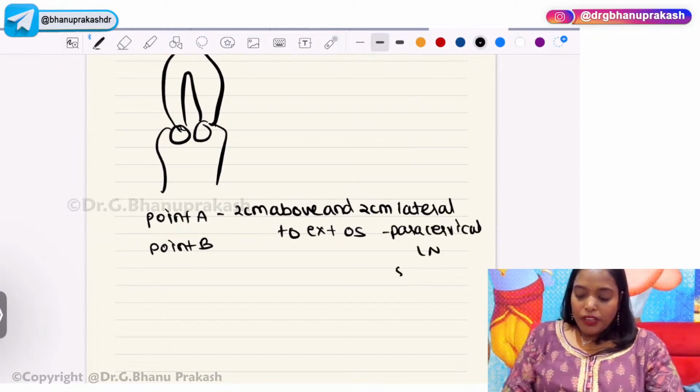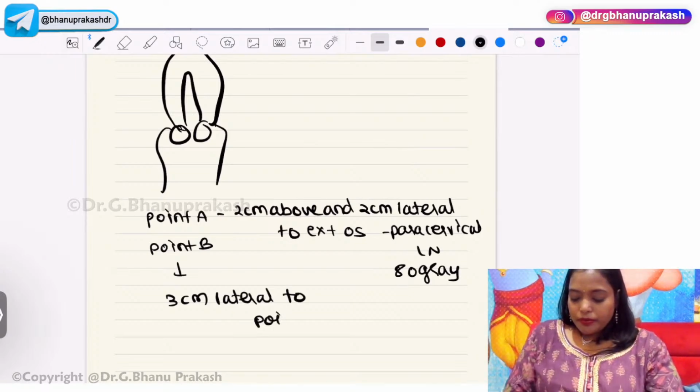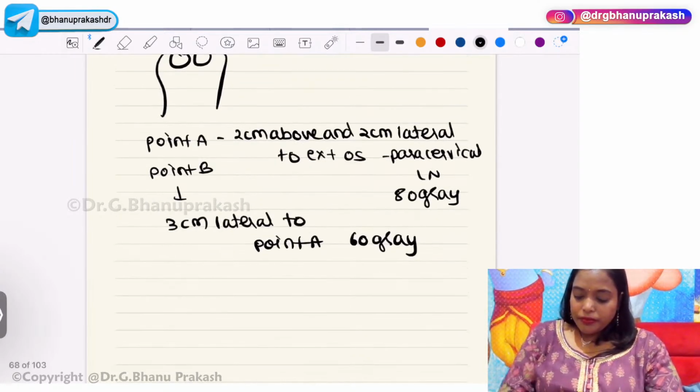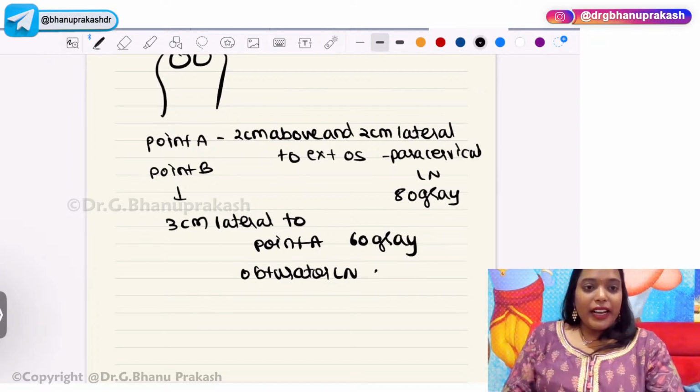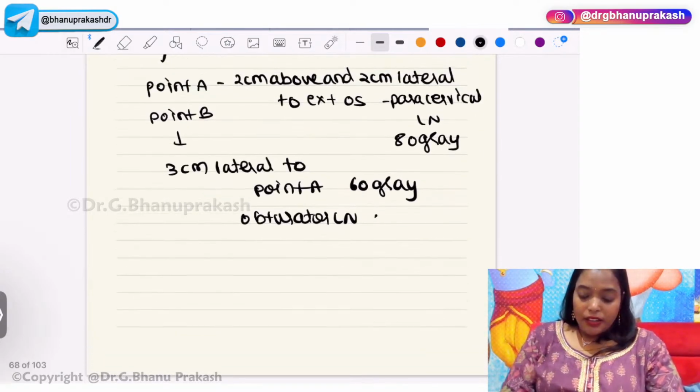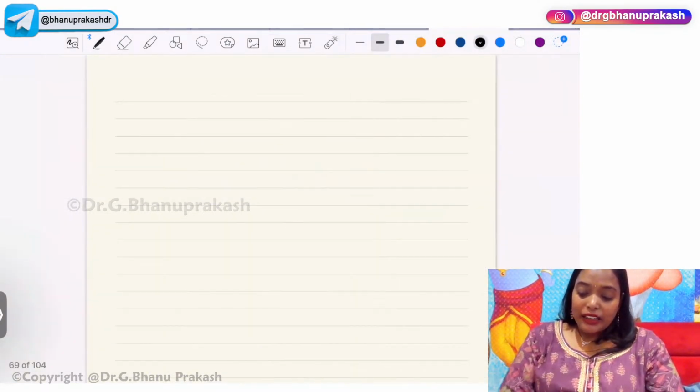The radiation we give here is 80 gray. Point B is 3 centimeters lateral to point A. Here you'll give 60 gray radiation, and here you're mainly targeting the obturator lymph nodes. Am I clear, guys?